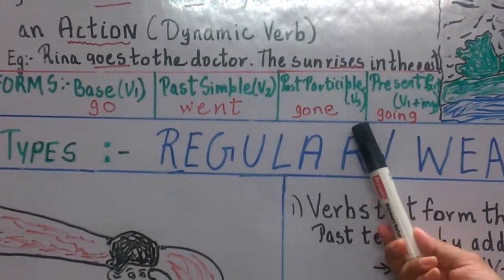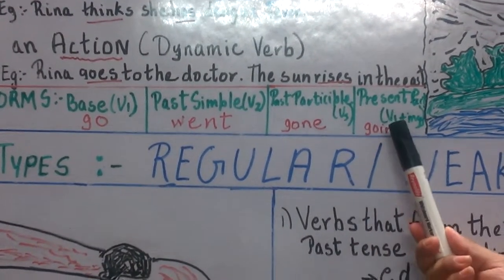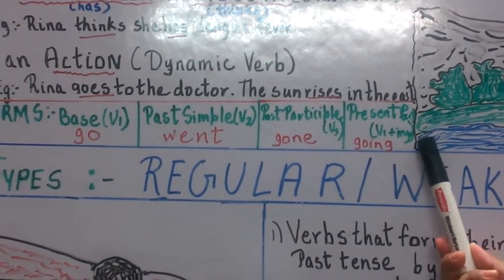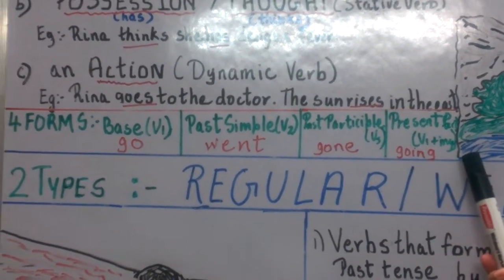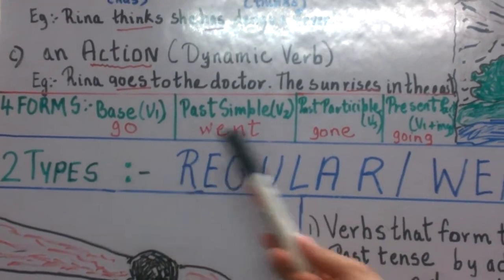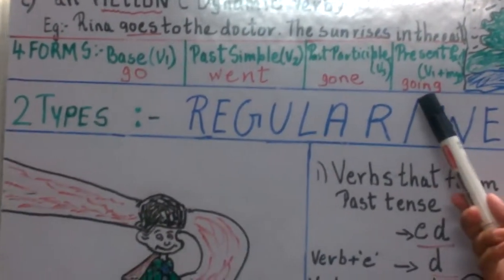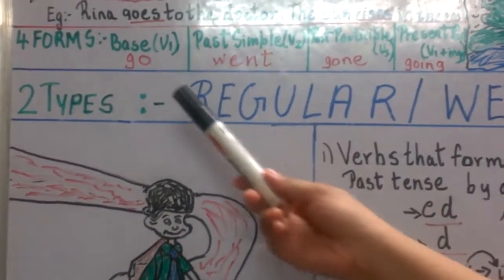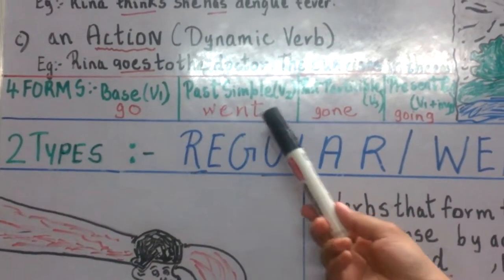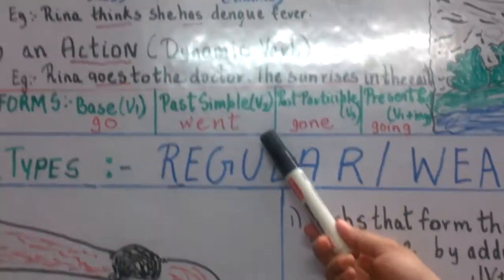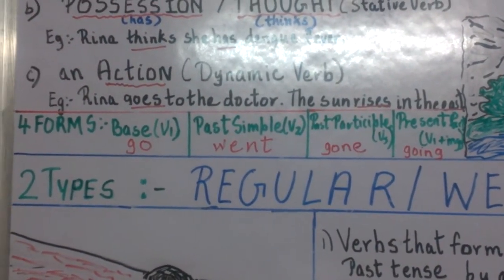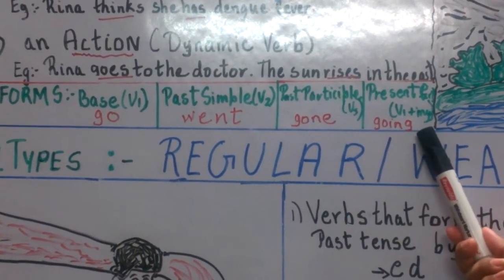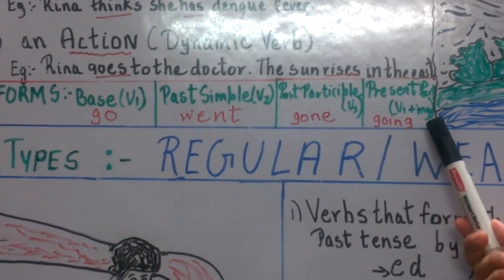For example, gone. And the last form of verb, the fourth form of verb, is the present participle. That is V1 plus ing. We use the base plus ing, like going. So these are the four forms of verbs. The base, which is also called the infinitive. The past simple, went, like he went to school. The past participle, gone, and present participle, going. These are the four forms of verbs.